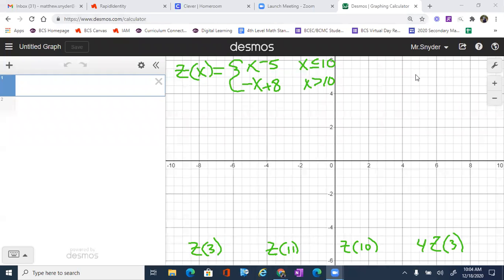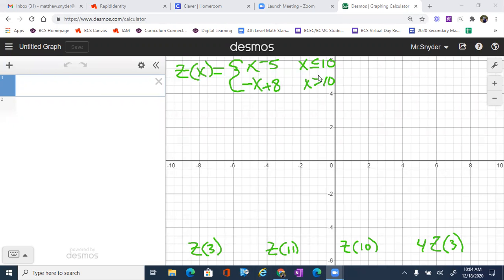The sun is shining bright on mathematics today, and we're going to start this day by looking at some piecewise functions. All right, so this is how we do this. We're going to type it into Desmos and evaluate a couple of questions. All right, so we have the piecewise function z of x.